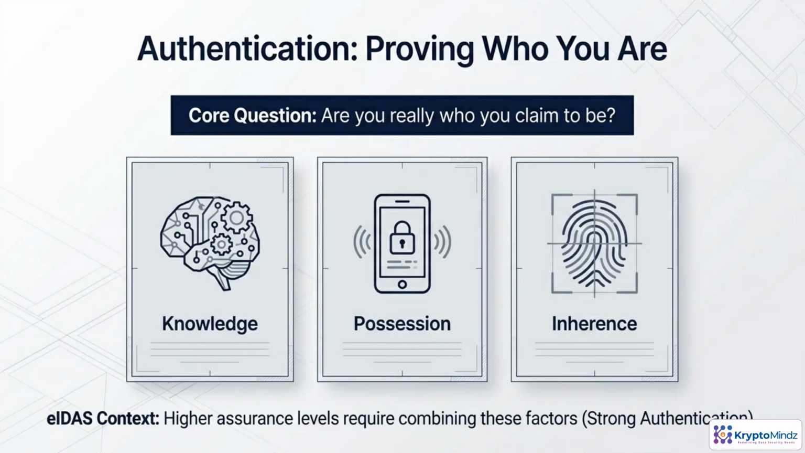Authentication is how a system checks that you really are who you say you are. It does this in three main ways. Something you know, like a password or PIN. Something you have, like your phone or a smart card. And something you are, like your fingerprint. Strong authentication combines these factors, which eIDAS requires for higher assurance actions, such as logging in and signing.